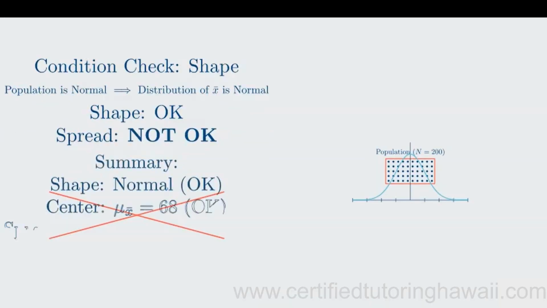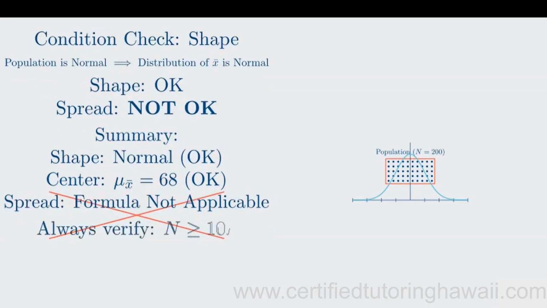In summary, the shape is normal, the center is 68, but the spread formula is not applicable because the 10% condition failed. Always check your population size relative to your sample size. If the population isn't at least 10 times larger, proceed with extreme caution.